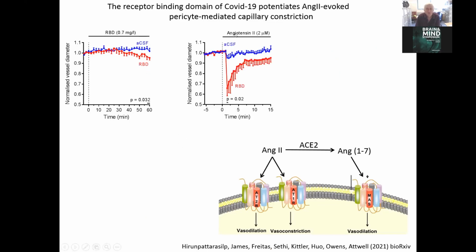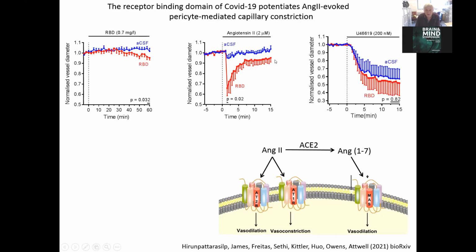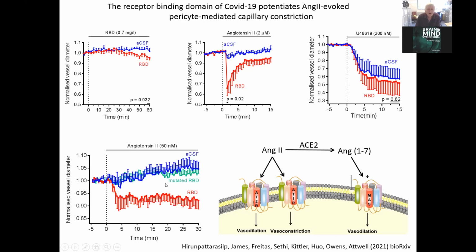But if you look at the response to angiotensin and then apply the receptor binding domain, it massively potentiates the response to angiotensin. This is specific to angiotensin. It doesn't potentiate the response to another vasoconstrictor, this thromboxane A2 analog. And to make sure this is being produced by the virus itself binding to ACE2, we use a mutated version of the receptor binding domain with just one amino acid changed, and we find that then abolishes this potentiation of the constriction.